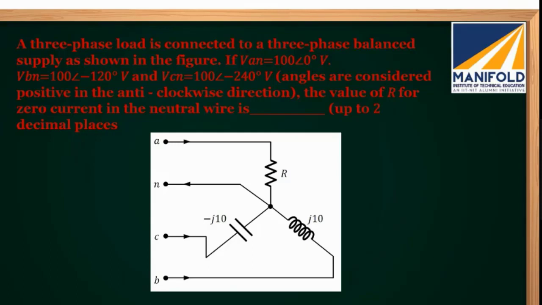A three-phase load is connected to a three-phase balanced supply as shown in the figure. If VAN is 100 at an angle 0, VBN is 100 at an angle minus 120, VCN is equal to 100 at an angle minus 240, where angles are considered positive in anti-clockwise direction, the value of R for zero current in the neutral wire is? Okay, so here he's telling that for the neutral current to be zero, what should be the value of the resistor R? He has given the impedance values in the other two phases.